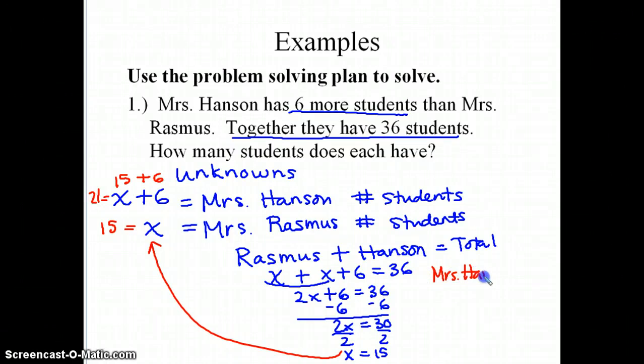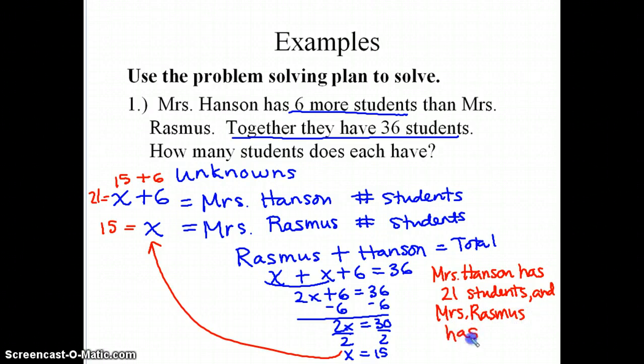To write my answer, I would say Mrs. Hansen has 21 students and Mrs. Rasmus has 15 students. And that will complete that problem. We can also check to make sure 21 plus 15 is 36, and I do see that we have a total of 36, so yes, my answer is correct.